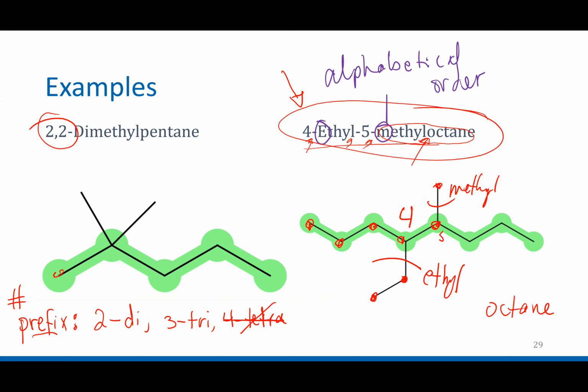Okay, so obviously my longest chain is here. It's 1, 2, 3, 4, 5 carbons. So it's pentane, no problem. I have two groups sticking off of this second carbon. They are both methyl. So what you do when you name this is you have to tell me, it's almost like you're giving me directions to a place.